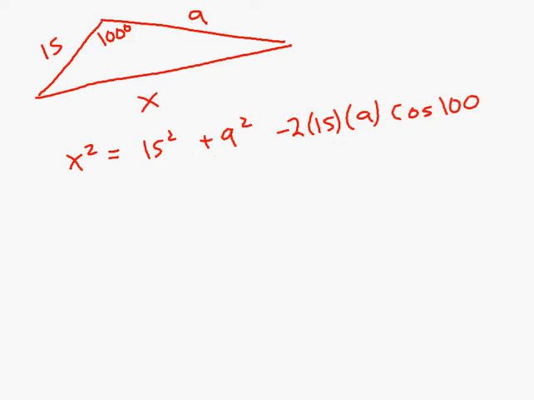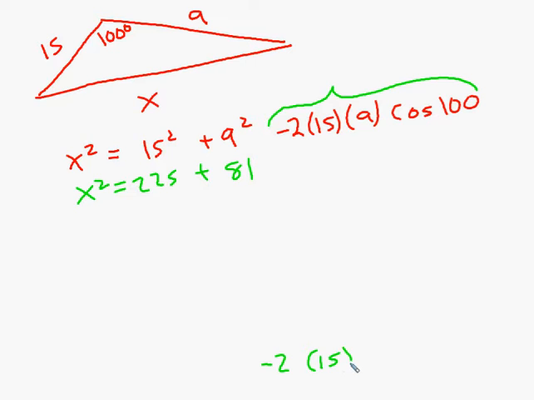So, simplifying, 15 squared is 225 and 9 squared is 81. Now I put all of this in my calculator, including the negatives. So negative 2 times 15 times 9 times cosine of 100. What do I get?